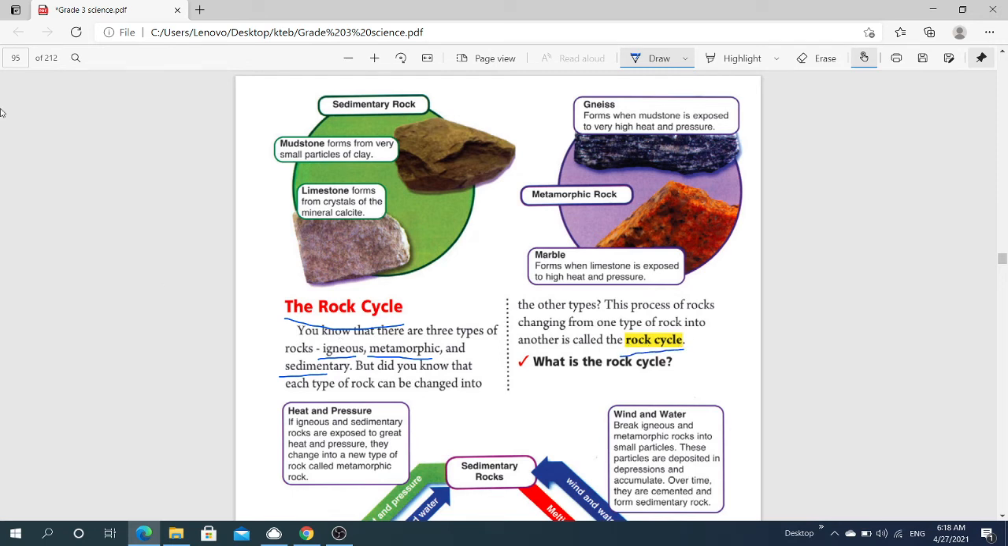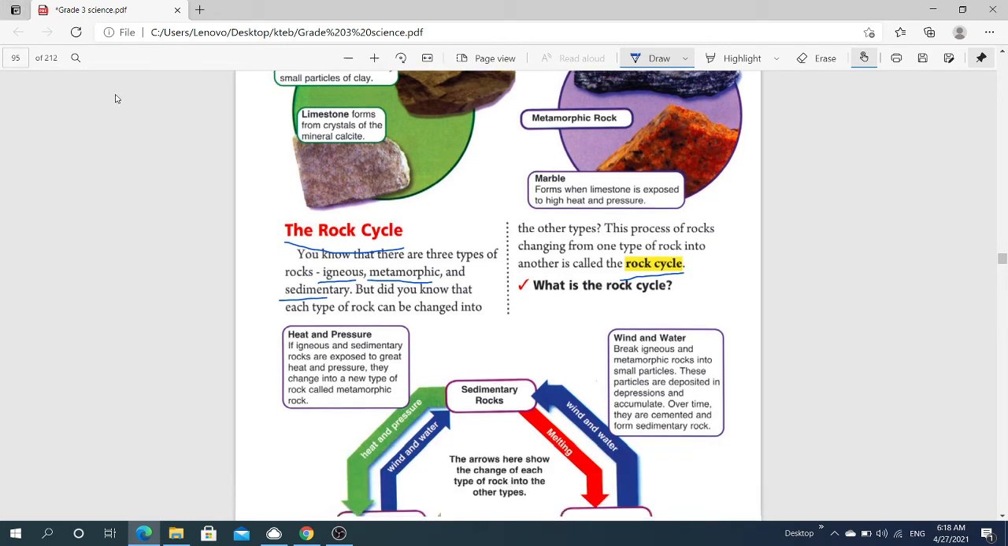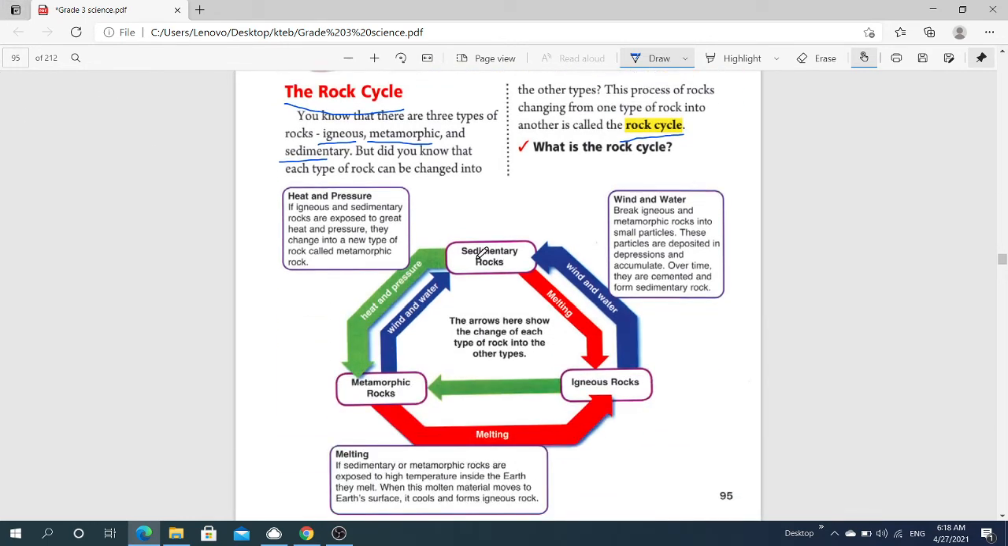Okay, this is called what? Called the rock cycle. If you look at this picture, we have, as I told you, sedimentary rock, we have metamorphic rock, and we have igneous rock. Okay, do you see the cycle?